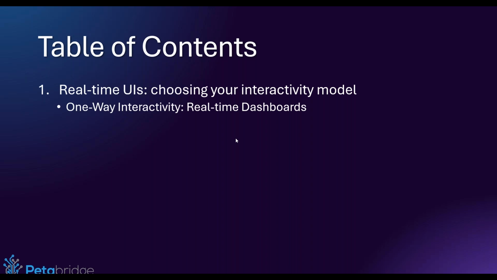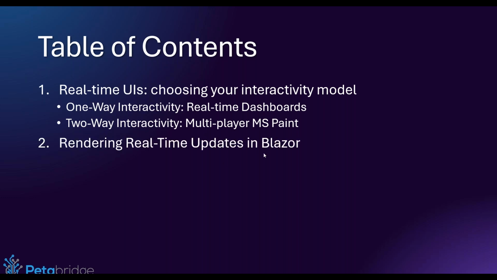I've got examples of both types. There are only two types of interactivity models. One-way interactivity, a real-time dashboard, is going to be the example we use here. The more fun interactivity type is two-way interactivity, where users can influence each other while they're using your application, or users can influence other things like devices on the network. So we're going to talk a little bit about both of these interactivity models.